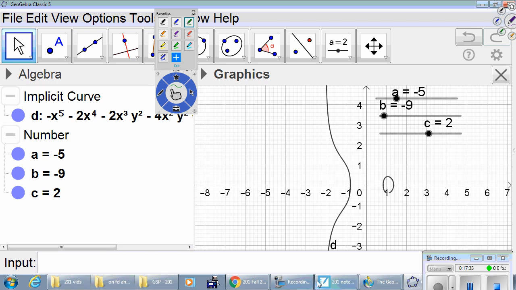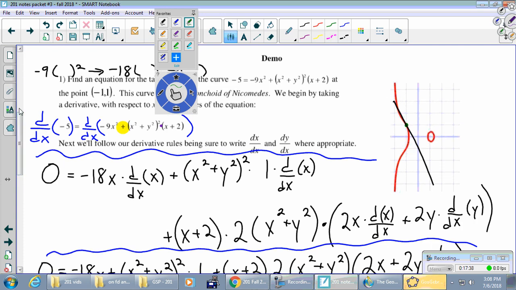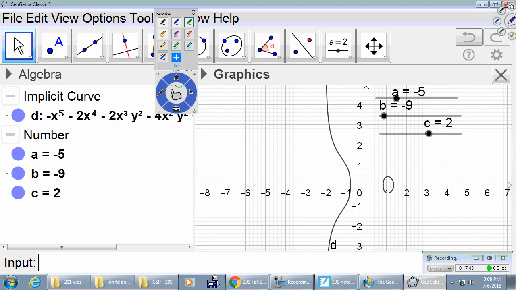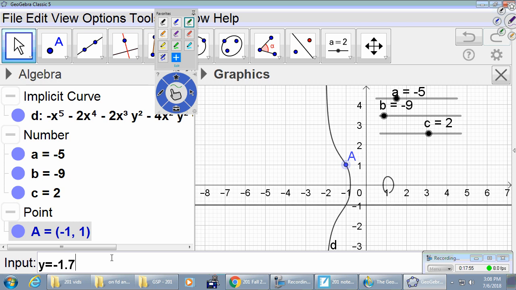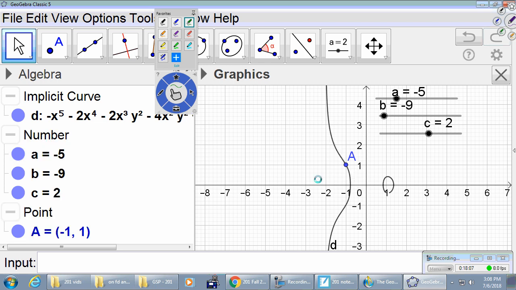Okay, and then the equation of our tangent line we saw way down here, where is it? Way down here, was y equals negative 1.75x minus 0.75. So here we go. First, I'm going to plot the point at negative 1, comma 1. And then I'm going to graph my tangent line equation and hope that it sure looks tangent to that curve at that point. Negative 1.75x minus 0.75. Hey, how about that? So that right there is our tangent line at the right point. And it's all good.